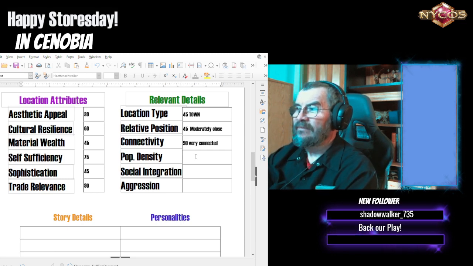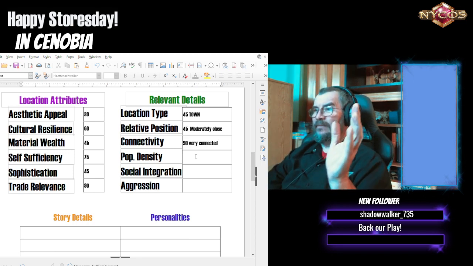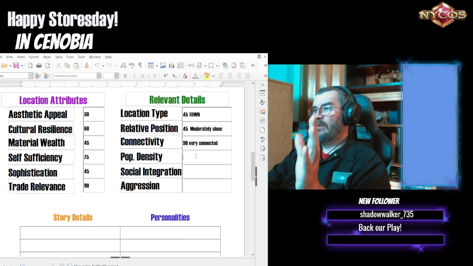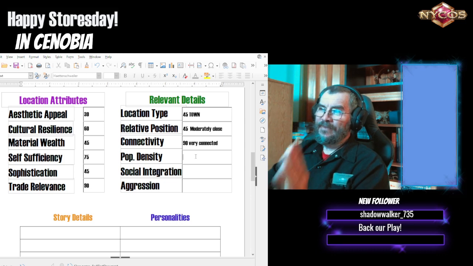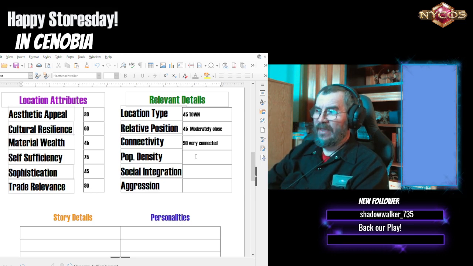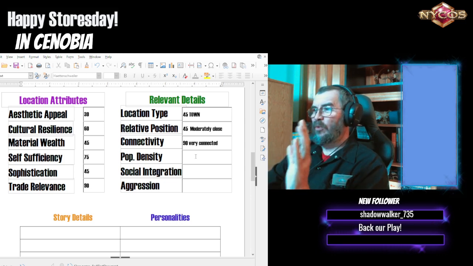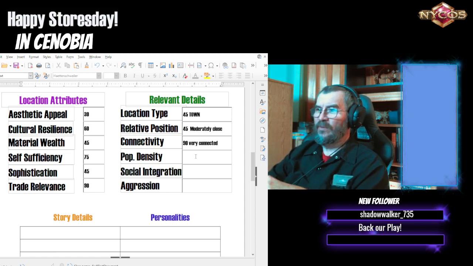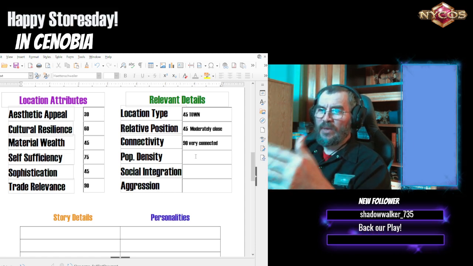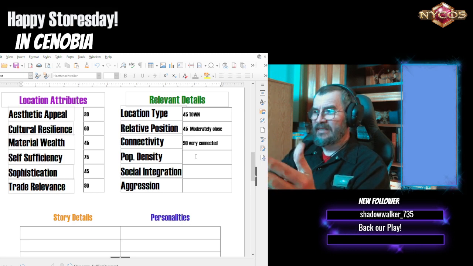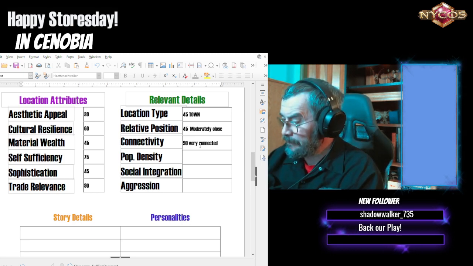Population density. It's a rural setting for the most part. It's a town, but it's rural in nature. They did have relatively large families, though, and that had more to do with the convenience of having a workforce in your home. And so when we are talking about population density, in this case, I'm going to put it at 30.